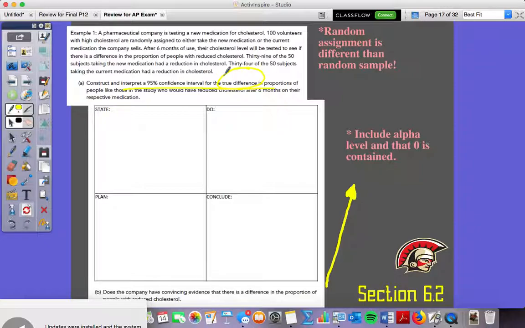So the do phase, you do not have to show work on. You would put in a 2 proportion z interval and put in the information you have down. Make sure you look at your calculator for how that goes in there.